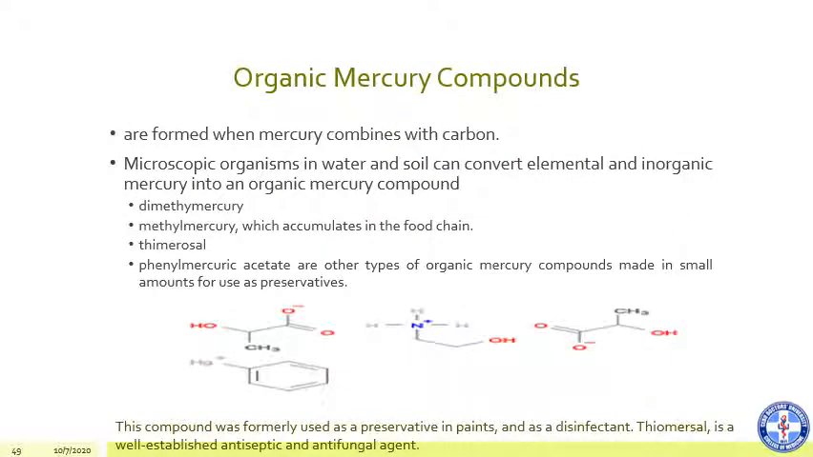Organic mercury compounds are formed when mercury combines with carbon. Microscopic organisms in water and soil can convert elemental and inorganic mercury into organic mercury compounds like dimethylmercury, methylmercury, phenyl mercuric acetate, and thimerosal. This thimerosal is a well-established antiseptic and antifungal agent. These compounds were formerly used as a preservative in paints and as a disinfectant.